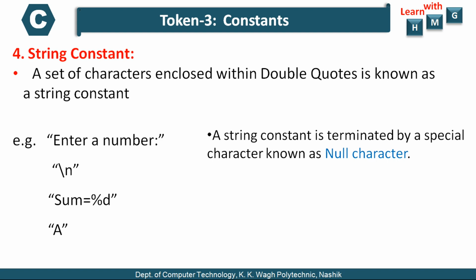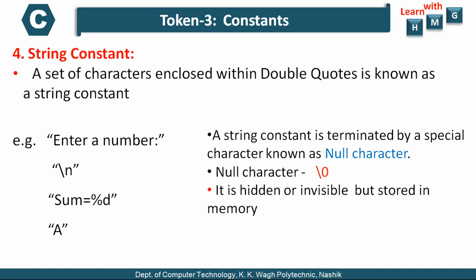The speciality of a string constant is that it is terminated by a special character known as the null character. Terminated means every string ends with, that is the last character is, the null character. In the examples on the left side, the null character is not indicated there. Why? Because it is a backslash 0 and it is hidden or invisible. You cannot see this null character on the screen, but it is stored in the memory.